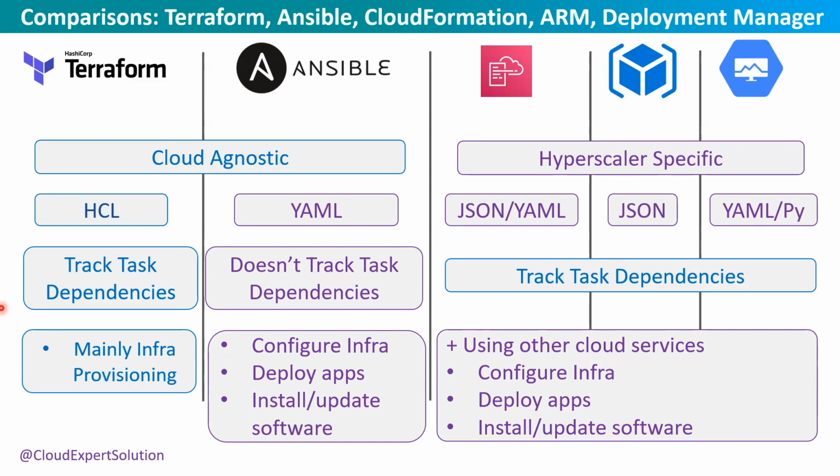Now, one important difference is that Terraform can track task dependencies. If you have multiple tasks and one is dependent on another, then Terraform, or even AWS CloudFormation, Azure Resource Manager, Google Deployment Manager is the best choice for you. If you have multiple tasks and they are dependent on each other, then Ansible might not be a good option for you, whereas Terraform, CloudFormation, Azure Resource Manager, Google Deployment Manager can track the dependencies.